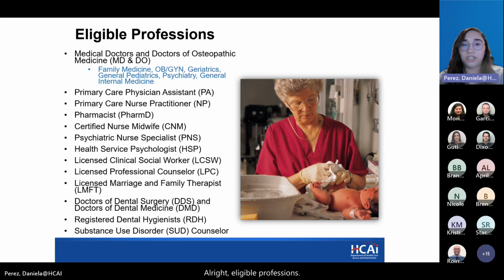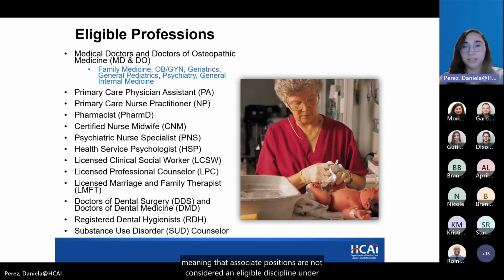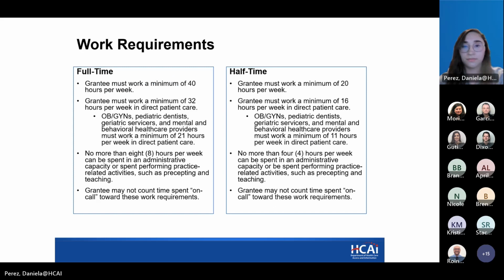All right, eligible professions. Here's a list of the eligible disciplines for the SLRP. I won't be going over each discipline right now, but please remember you can find this list on the grant guide, which will be provided to you in the chat. It can also be found on the SLRP website. And as a reminder, you must be currently licensed, meaning that associate positions are not considered an eligible discipline under the SLRP requirements. We will be asking for a copy of your license as part of the application process.